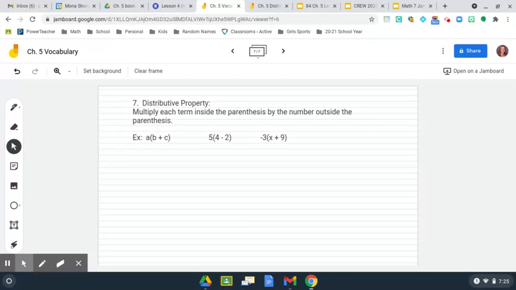So distributive property, you're going to write down, is where you multiply each term inside the parentheses by the number outside the parentheses. So for example, I used one with just all variables. We would take A on the outside of the parentheses and multiply it by everything on the inside of the parentheses, which is B plus C. Example number 2, I use just numbers. And so the 5 on the outside of the parentheses, we would multiply it by everything inside the parentheses, which is 4 minus 2. And the last one, I used a variable. So the negative 3 on the outside of the parentheses would get multiplied by everything inside, x plus 9. So make sure you have that definition written down and those examples written down.